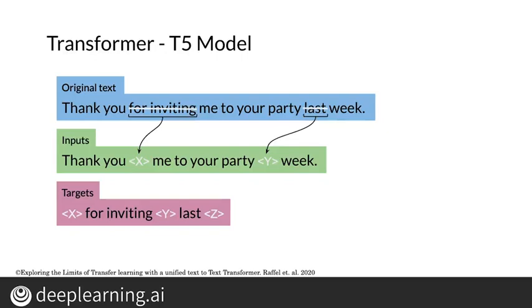And your targets are going to be bracket X for inviting, bracket Y last. And these tokens, or these brackets, keep going in incremental order. So then it's bracket Z, then maybe bracket A, bracket B, and so forth. So each bracket corresponds to a certain target.